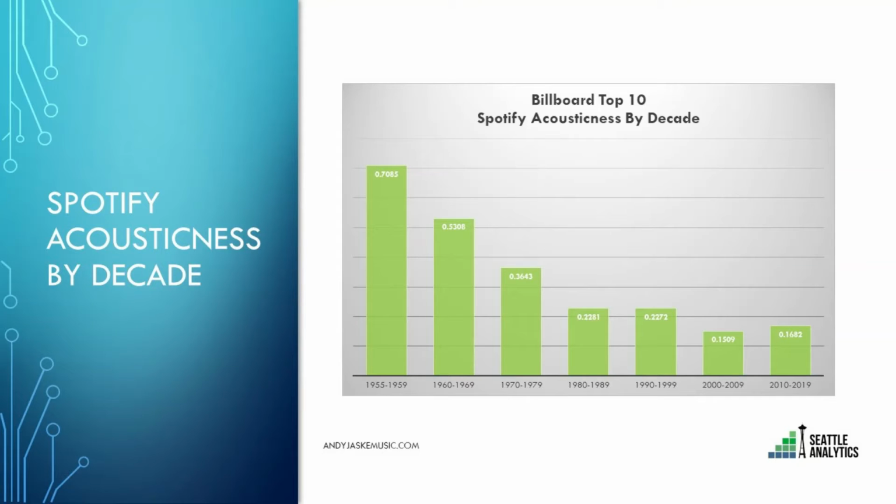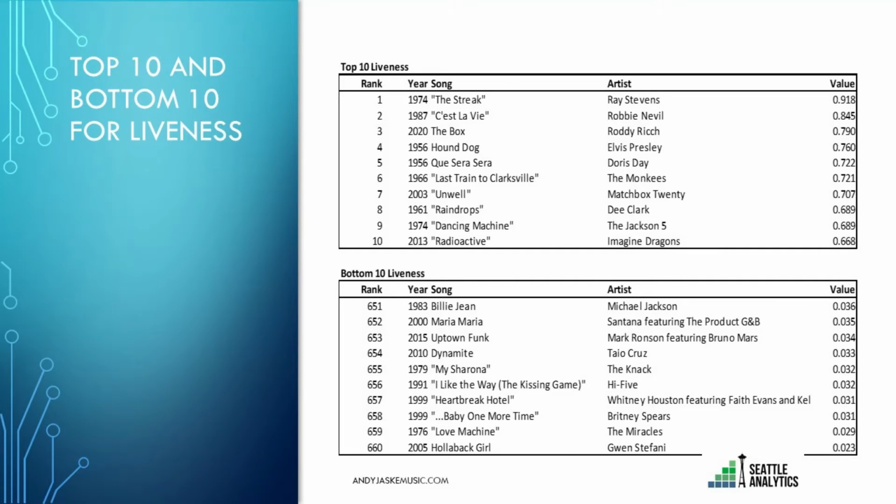The next characteristic is liveness, and here we get some odd results when looking at the top 10. The Streak comes in at number 1, but it's a song that just has a laugh track, not a real audience. The Robbie Nevil song has some group talking in the middle, and Hound Dog probably shows up on the list because it has live clapping that is a bit offbeat as part of its recording. I guess the real insight here is that there aren't really any live performances that make it to the top 10 songs.